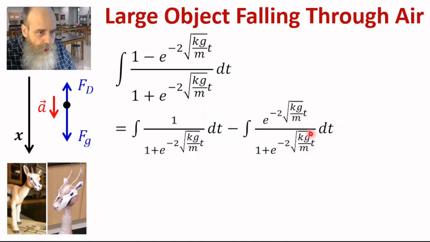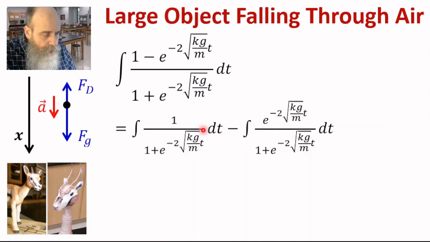If u equals this in the denominator, then du is proportional to this in the numerator. So a u-substitution will work. We would have the integral of du over u, which is ln u.